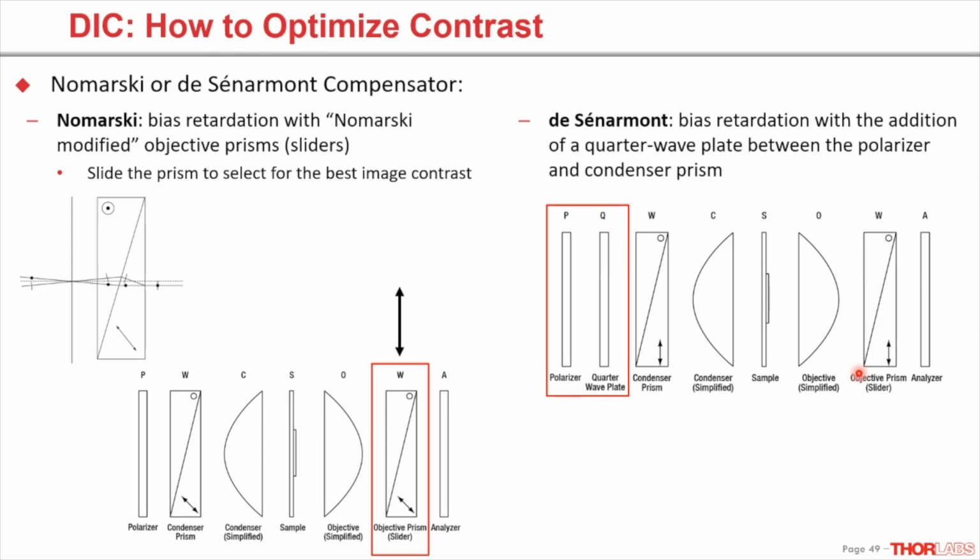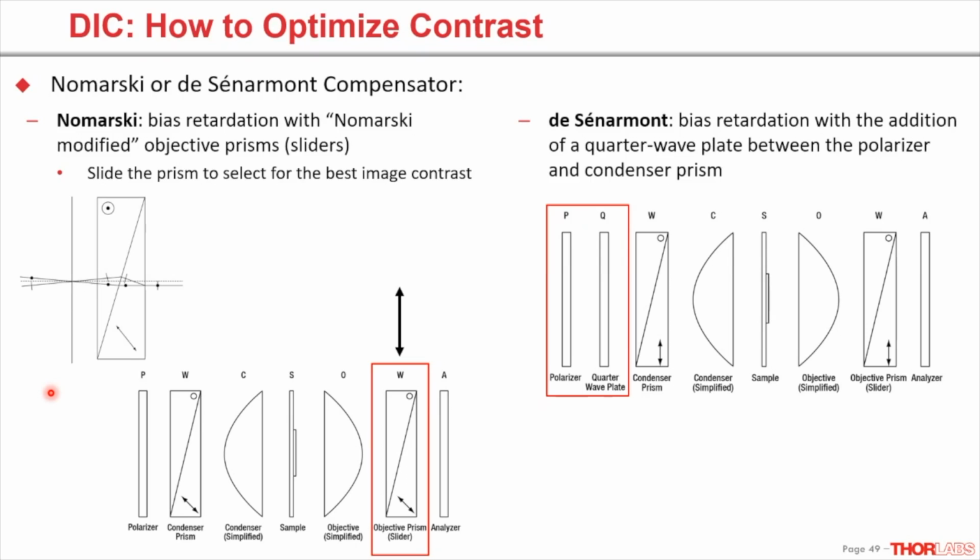So there are two methods to generate this bias retardation. One is the Nomarski method. The Nomarski method uses a Nomarski modified objective prism. So here's the modified prism. One of the wedges is identical to the conventional Wollaston wedge, and it has the optical axis oriented parallel to the surface of the prism. The second wedge of the prism, however, is modified so that the optical axis is oriented obliquely with respect to the flat surface of the prism.